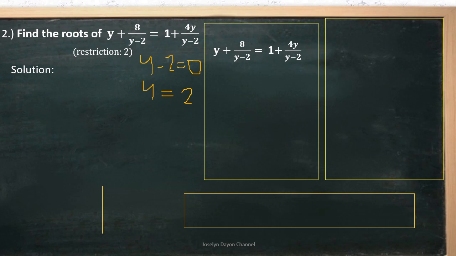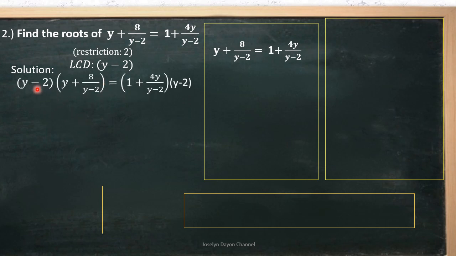Okay, so we have to look first for the least common denominator. And our least common denominator is, of course, y minus 2. Why y minus 2? Because here our denominator is 1 for y, 1 for 1 also, and we have y minus 2 here. So 1 times quantity of y minus 2, that's already quantity of y minus 2. Next, we have to multiply both sides of the equation by the least common denominator, quantity of y minus 2.